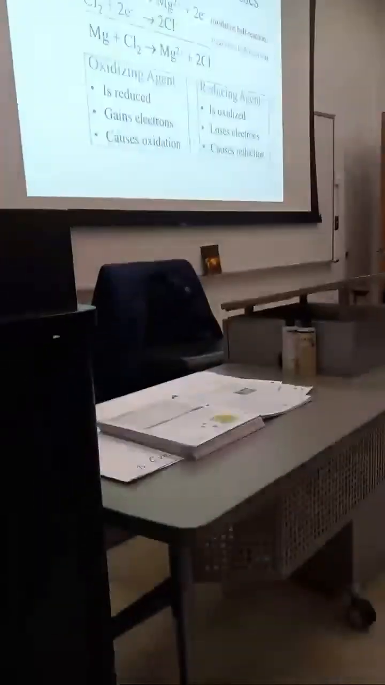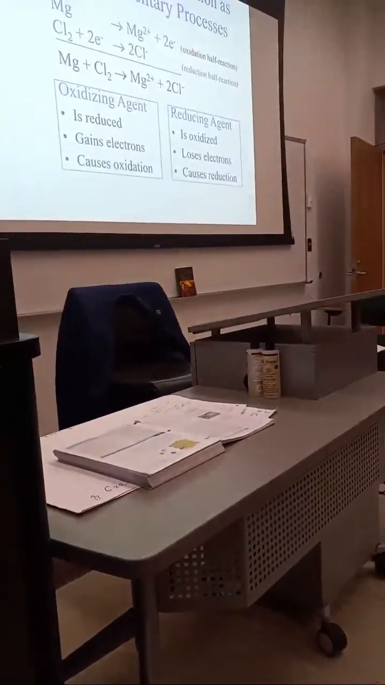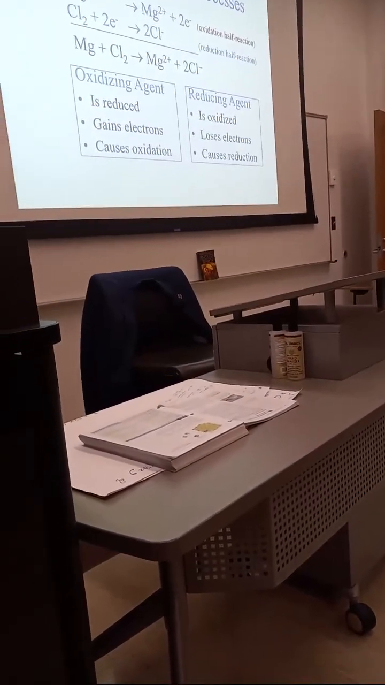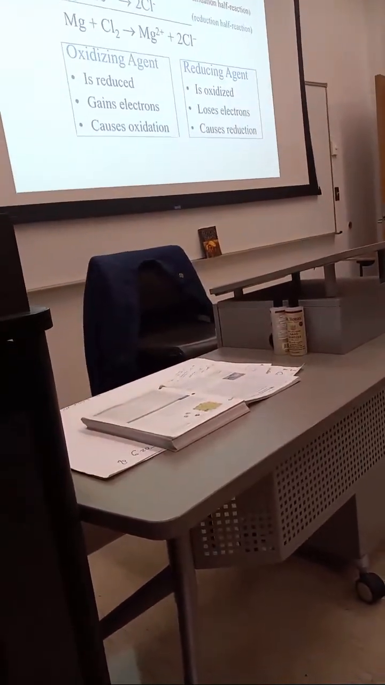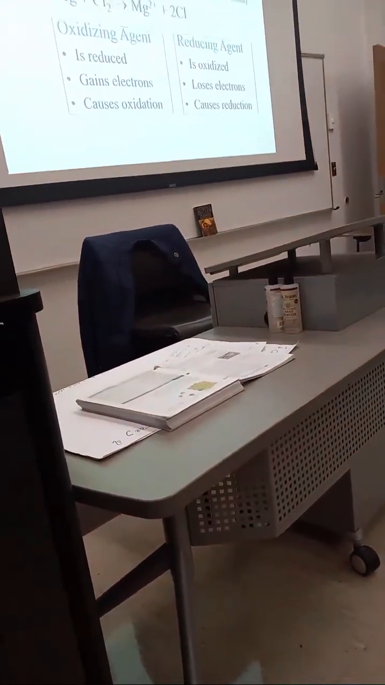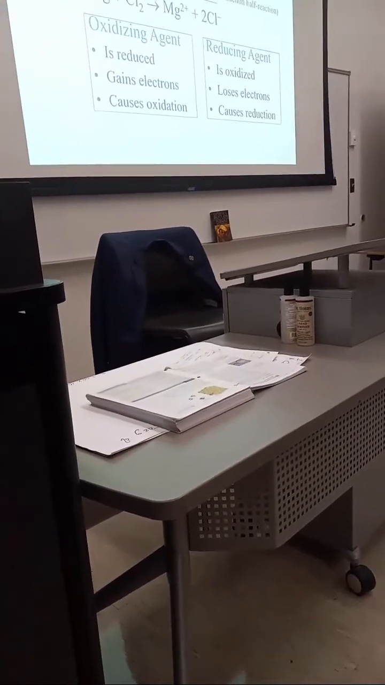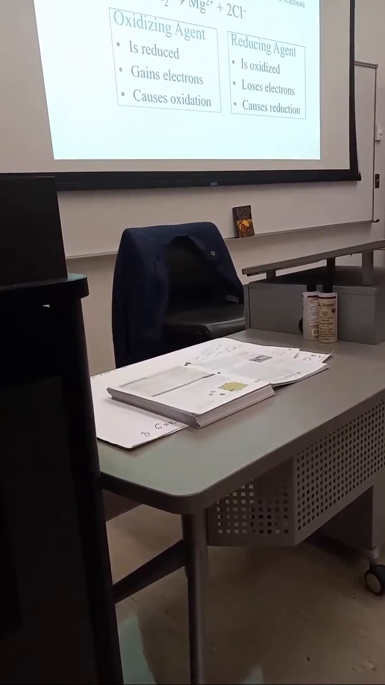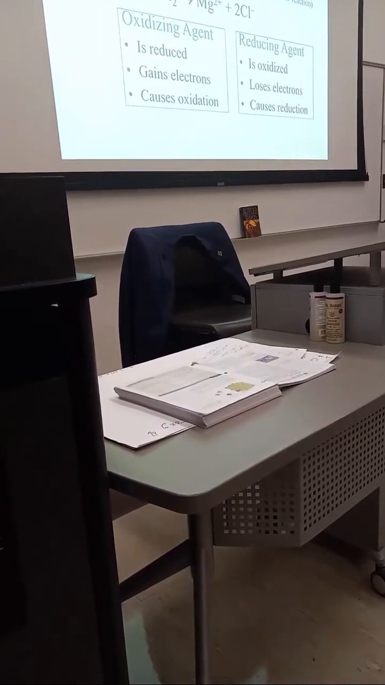But who caused the species that was reduced to be reduced is the oxidizing agent, which is this guy reduced, and that causes the reducing agent to become the one that was oxidized. Just a flip. So the reducing agent is the species that was oxidized. The oxidizing agent is the species that was reduced.